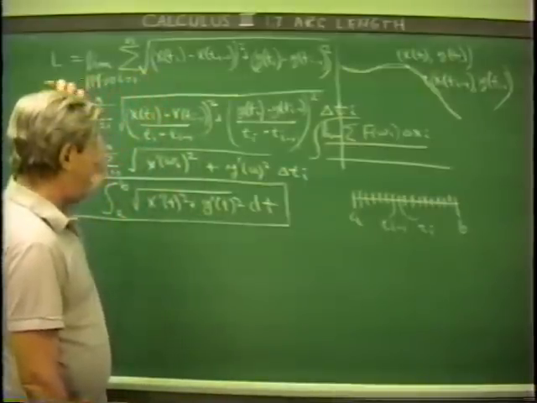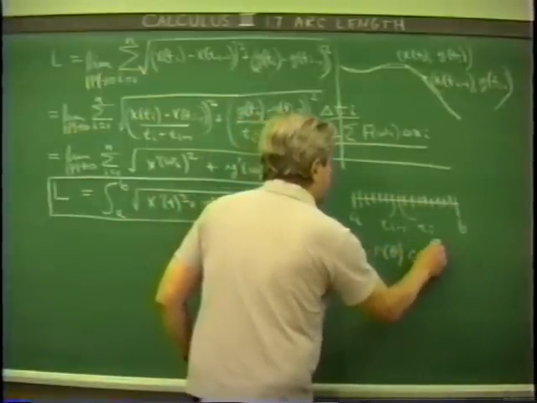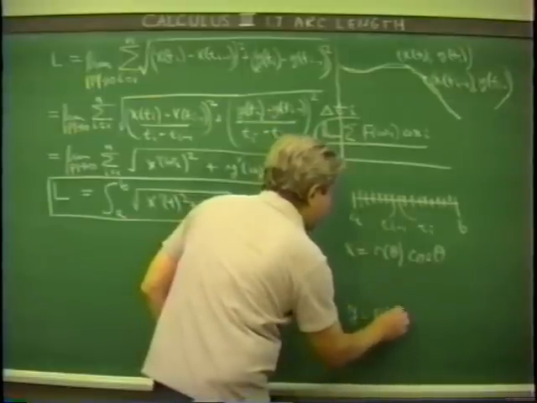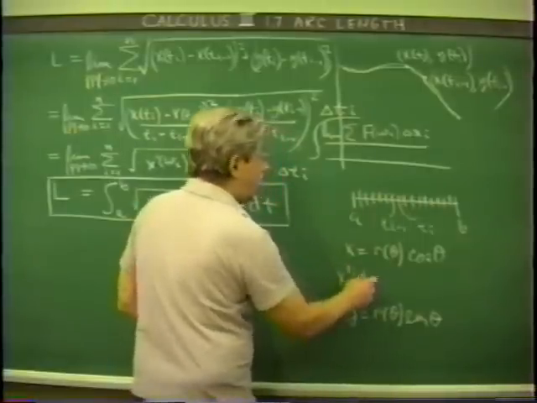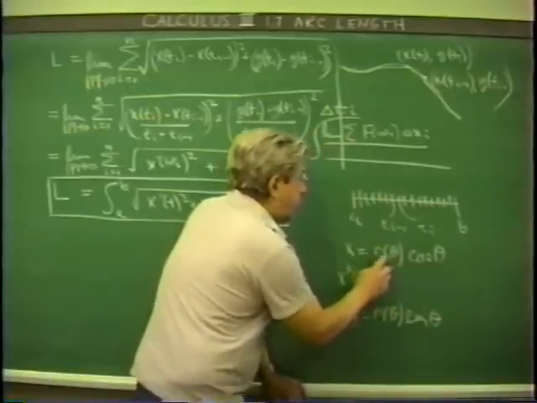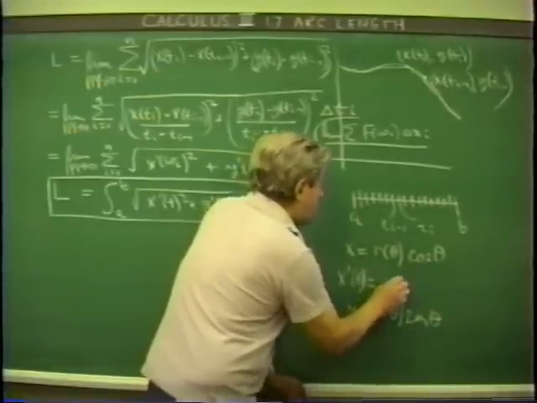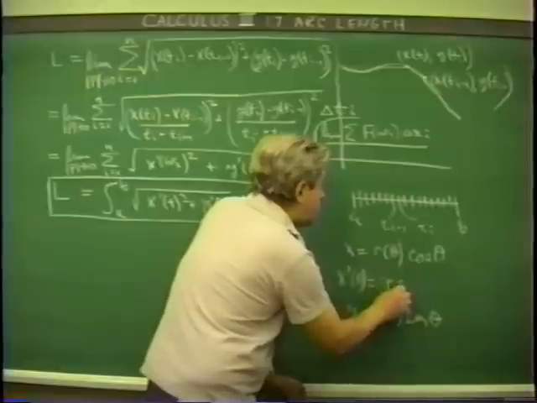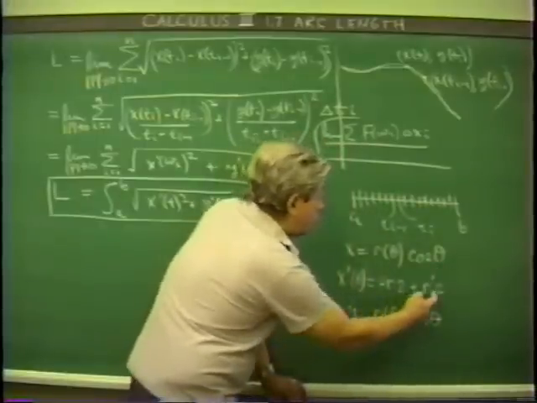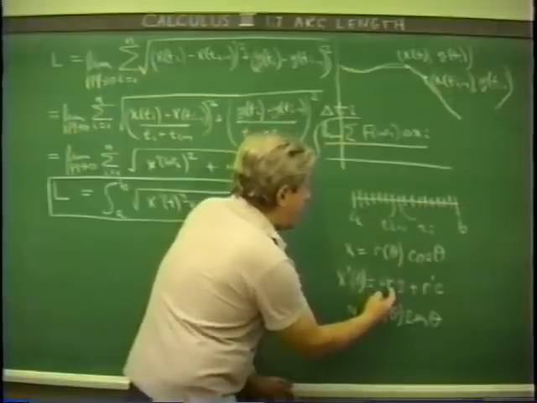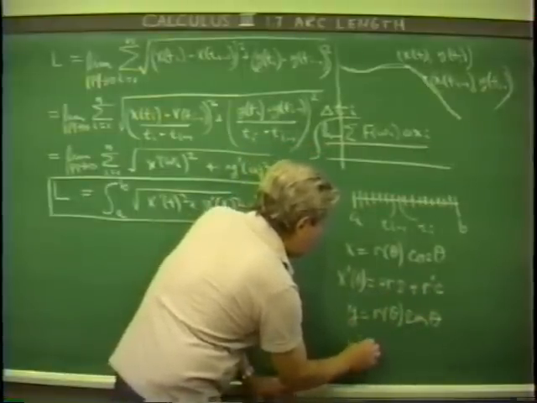Now, we want to also get a formula here for the situation where x and y are given in terms of theta in polar coordinates. That's to say, if x is equal to r of theta cosine theta, and y is equal to r of theta sine theta, then x prime of theta is going to be, this is a product, the first, and I'll just write r of theta as r now, times the derivative of the second. The derivative of the cosine is minus the sine. I'm going to abbreviate sine by s. So it's going to be minus rs plus the second, cosine theta, times the derivative of the first, so r prime c. So the derivative of x of theta is minus r sine theta plus r prime cosine theta.